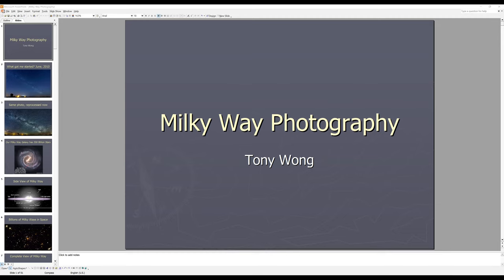Now, what is the Milky Way? If you can get out of space and look down on the Milky Way, this is what it would look like. Now, right here is our sun.